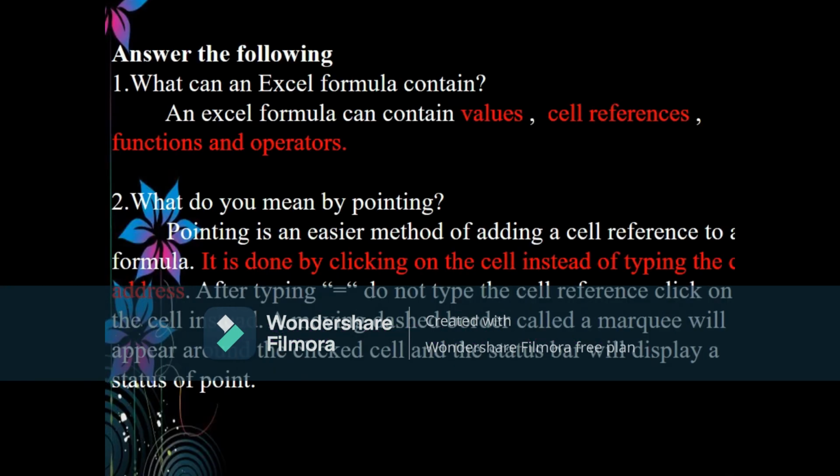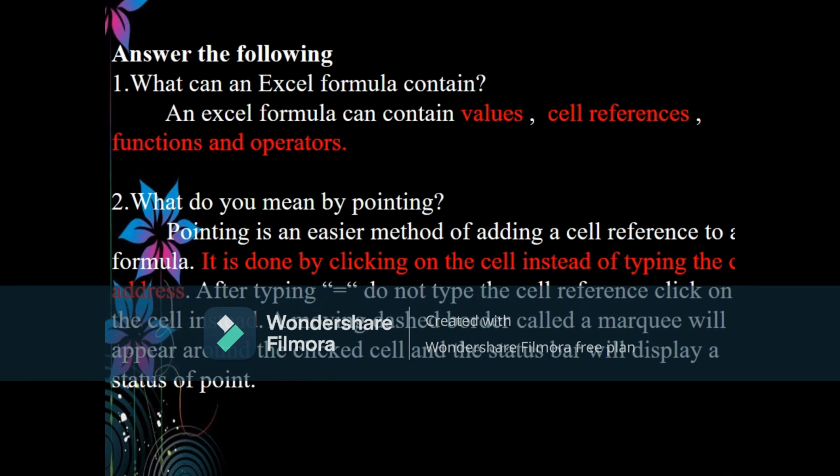Answer the following. First question, what can an Excel formula contain? An Excel formula contains values, cell references, functions and operators. Just memorize all these things, then I will explain. Concentrate on it, just say it with me. Values, cell references, functions and operators.